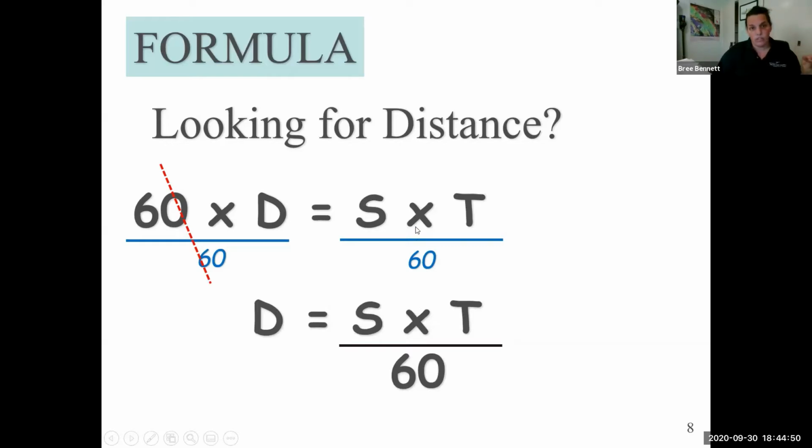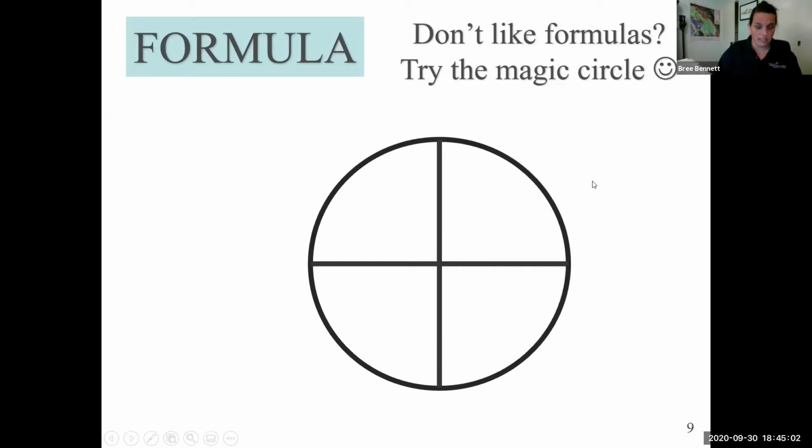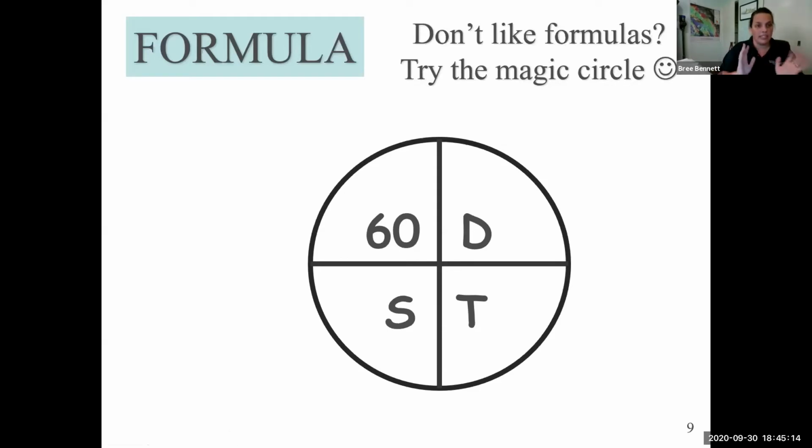If the formula is too overwhelming, we have what we call a magic circle. A lot of people like this magic circle. It's a circle with a cross in the middle, so you have four quadrants of the circle, if you will. And we're going to write in our 60 D Street. You'll start hearing me say 60 D Street a lot. That's our basic formula: 60 times D equals S times T.